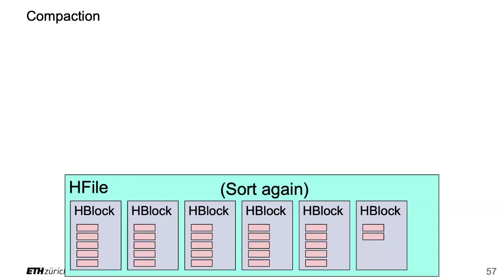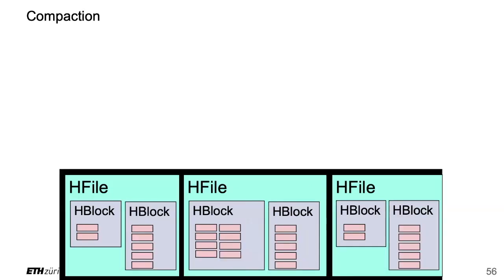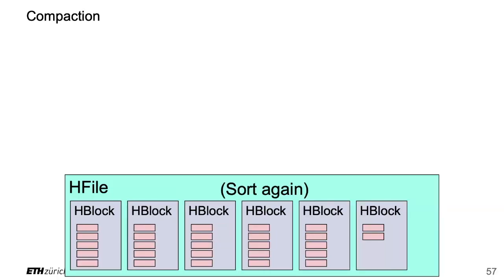So I had 3 H files. I write a compacted version that is a larger merged H file, and I can delete the other 3, right? This is called compaction. How long do you think that takes, the compaction?